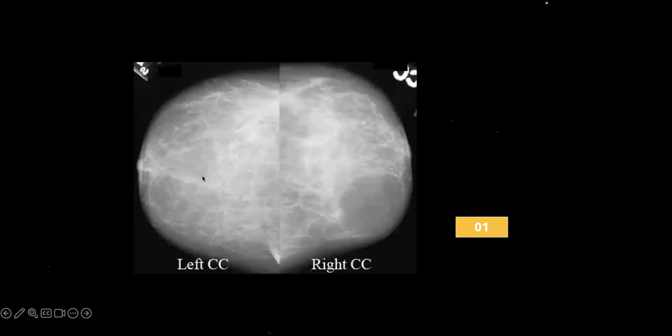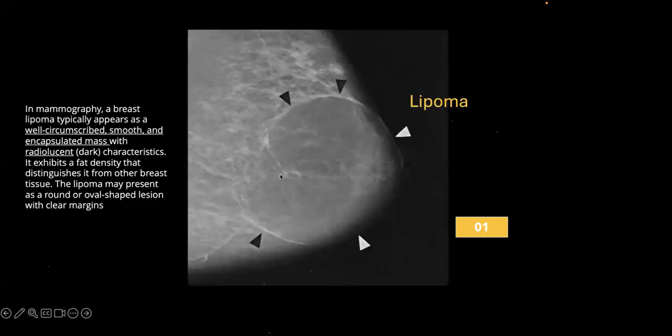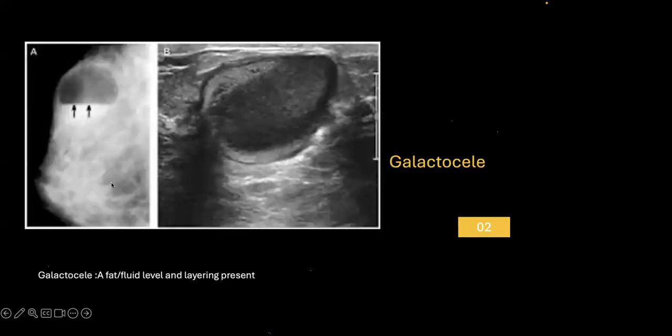Yes. So most of you have guessed it right. It's lipoma. How about the second spotter? Second spotter, can anyone?